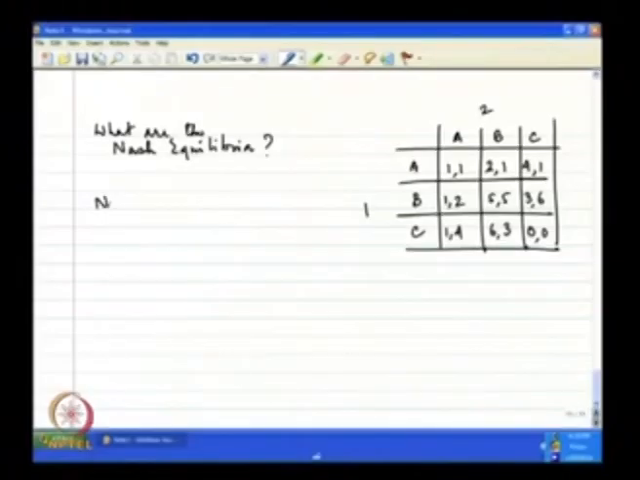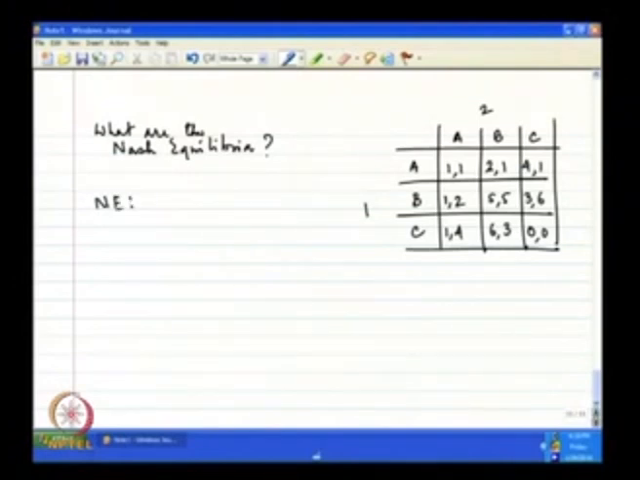So, if there is any Nash equilibrium in this game, and if there are more than one, then of those Nash equilibria, can any Nash equilibrium be thought of as a steady state outcome? Steady state outcome of players who belong to the same population. Firstly, which are the Nash equilibria?